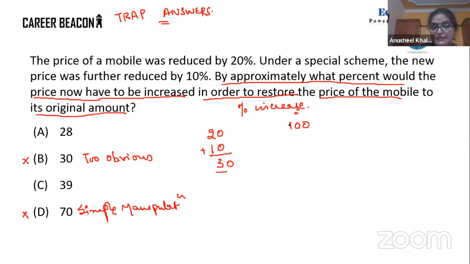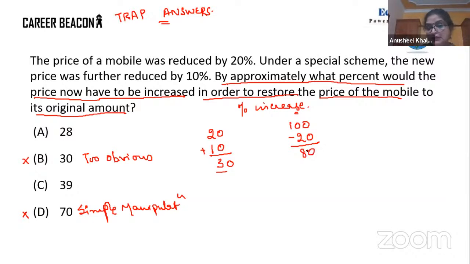Fine. So if we assume the price to be 100, right? So let's assume the original price of the article is 100. The first reduction is 20%. So what is 20% of 100? 20. So that means the price is reduced by 20. And now what is the new price after the first reduction? It is 80.